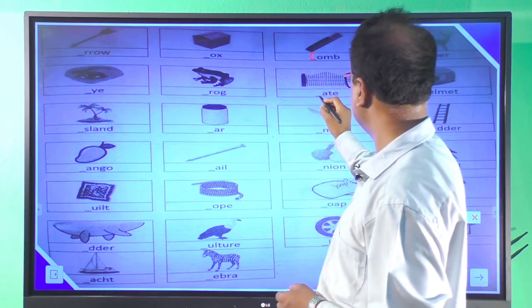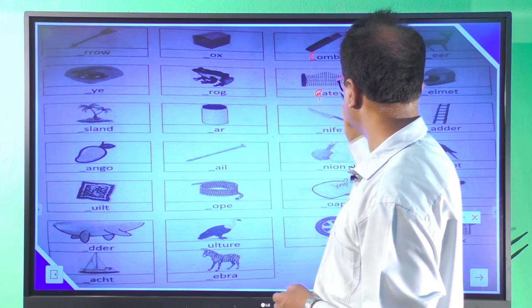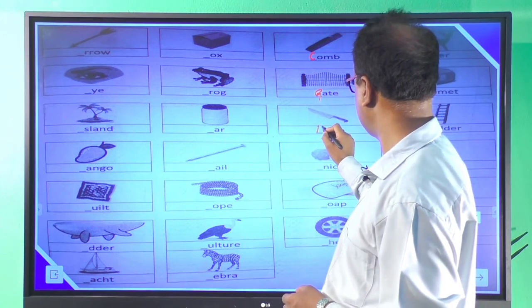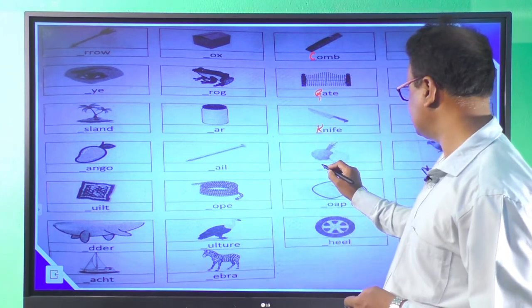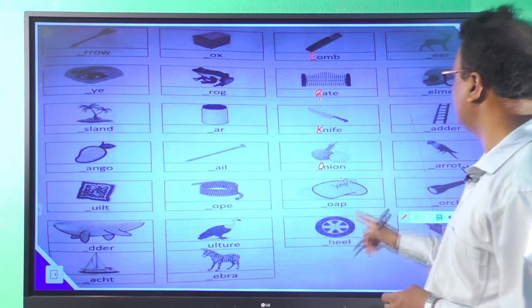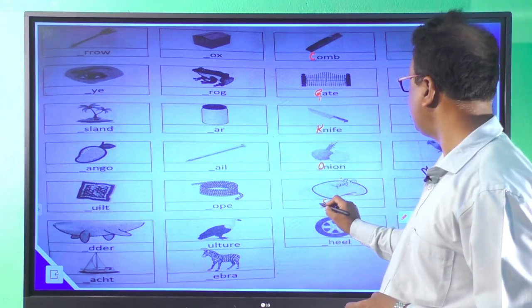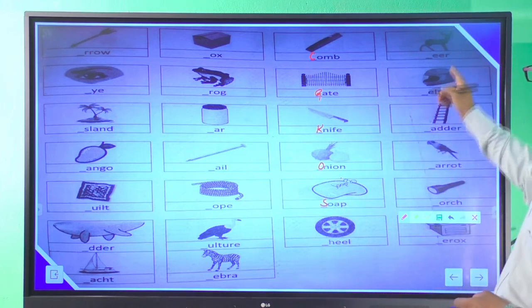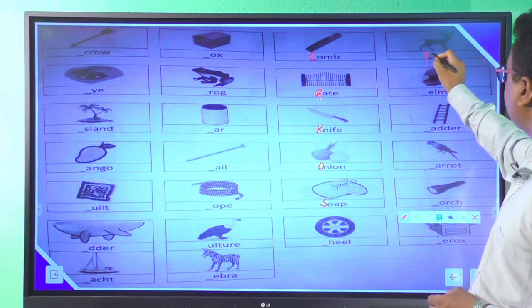What is this? Gate. Okay, get. What is this? Starts with K. Knife. What is this? Onion. O-N-I-O-N. This is a soap. So you have to write S-O-A-P, soap. This is a deer. So write it deer.